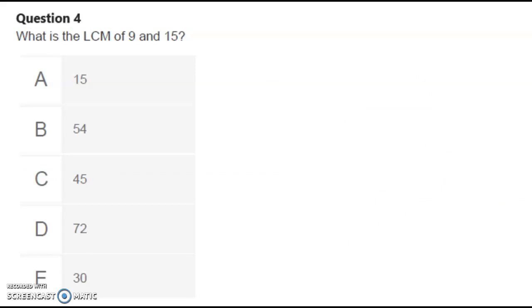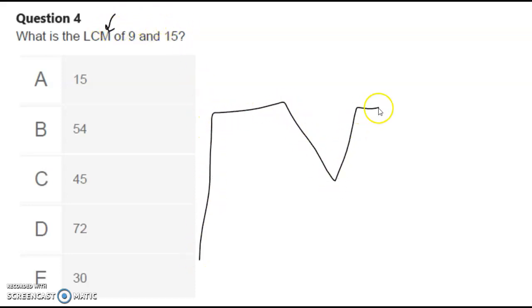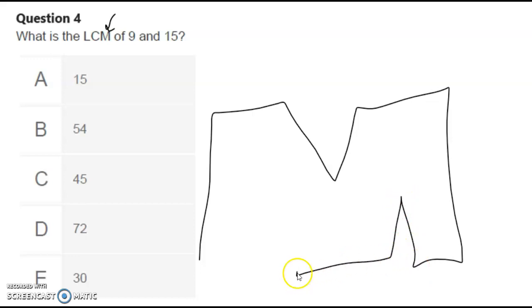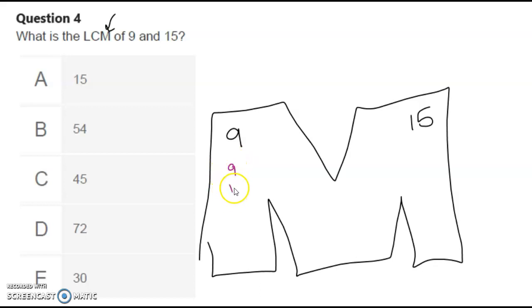All right. Now we're switching gears. What is the LCM of 9 and 15? Again, multiple here. So now I'm thinking my big M. Thinking I'm making them bigger, like the mountains. All right. So 9, I know 9 times 1 is 9, 18, 27, 36, 45, 54.